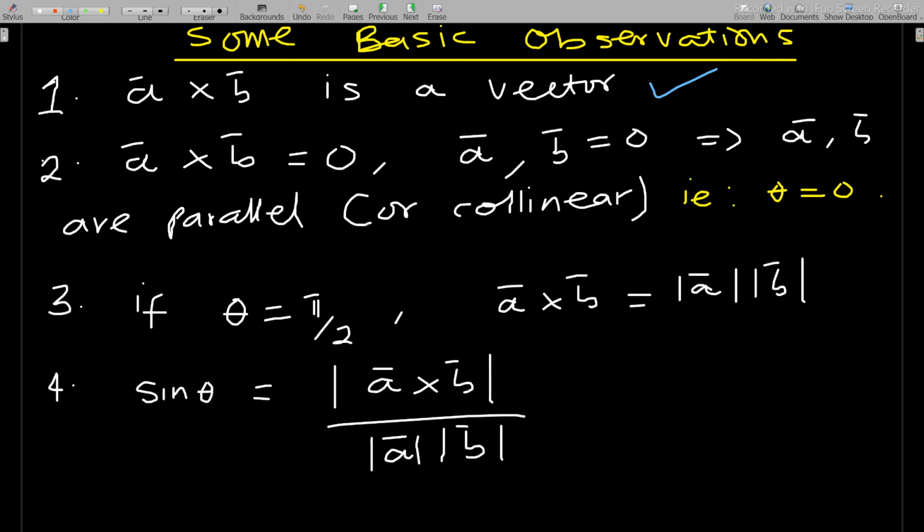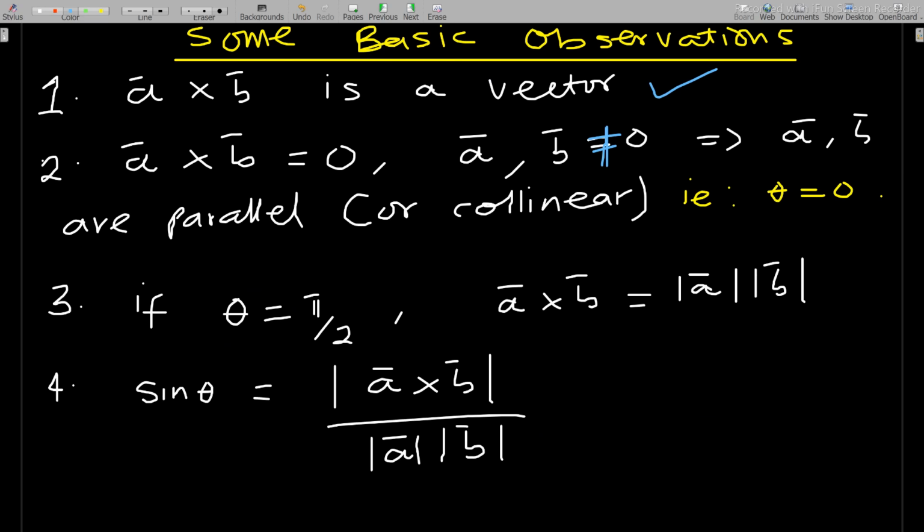So when A cross B equals 0, and both A and B are not equal to 0, then this implies that A and B are parallel or collinear to each other. That is, the theta between them is 0, but both A and B are not 0. I hope you get it.